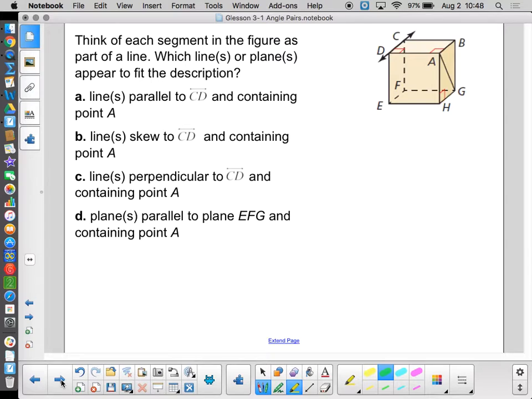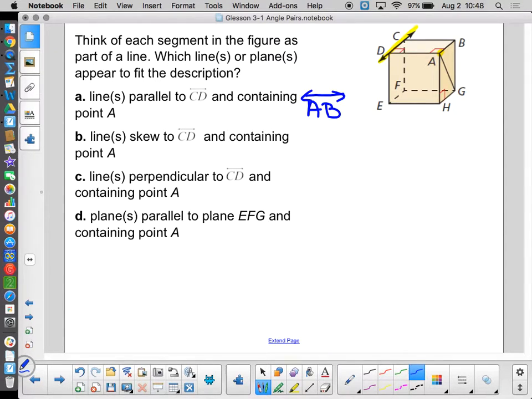All right, so on a line parallel to CD, let's find that. CD is right here, and containing point A, which is right here. So what lines could I draw parallel to CD and containing point A? Well, it's pretty clear right away. I could probably get line AB.